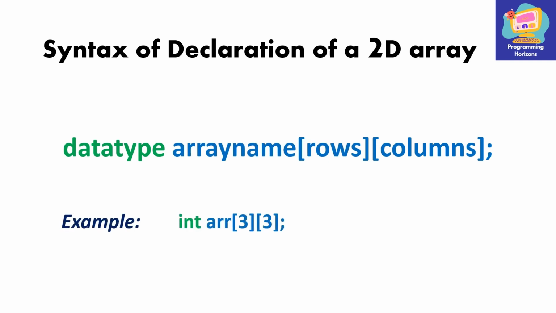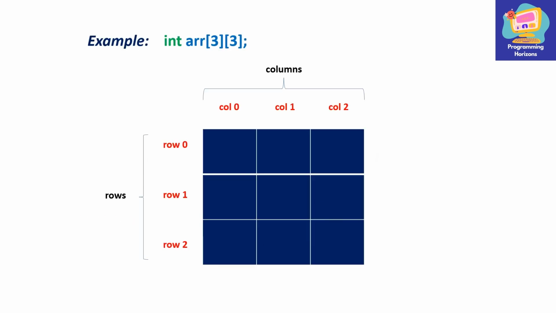The syntax of declaration of a two-dimensional array is quite similar to that of a one-dimensional array. Here we provide the data type of the array, then we supply the name of the array, and in separate square brackets we have to mention the number of rows and number of columns that we wish this array to have. So we create an array called ARR, which is a two-dimensional array having 3 rows and 3 columns as shown in the figure. The index of the first row always begins from 0.